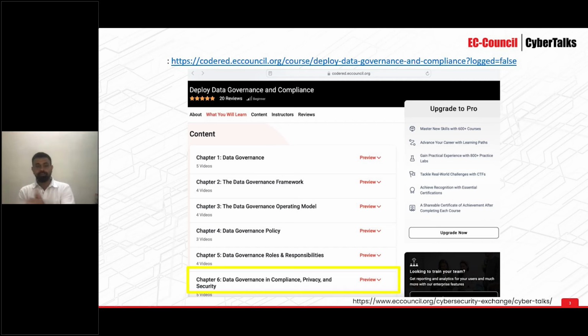Just before we dive into the DPDP Act, here is a quick snapshot of what Renal talked about, the data governance. This is the whole training program developed by me, on data governance, and it talks about the data governance framework, the data governance operating model, the policy, roles and responsibilities, the Chief Data Officer, the DPO, the CIO, the data governance office. Everything is over there. And one of the chapters, which is what we're going to be talking about today, is data governance in compliance, privacy, and security, and how this program supports the overall data governance.